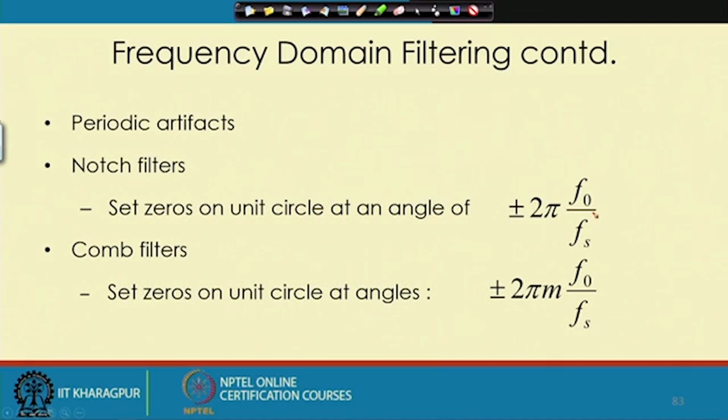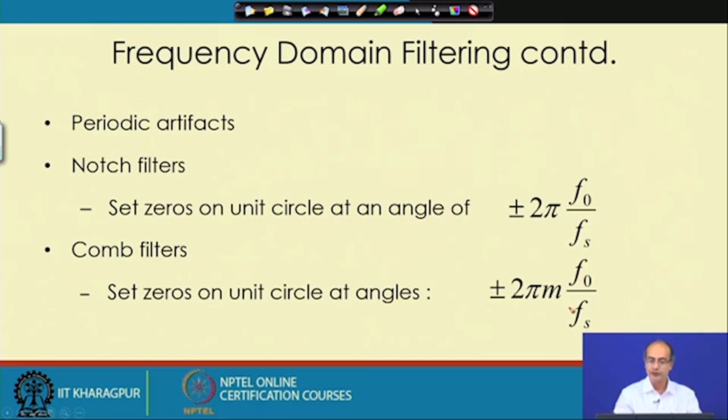And if we have multiple harmonics, that means the periodic artifact is not just present at one frequency but at multiple harmonics, then we go for a comb filter. Okay. So, it again sets zeros, but at multiple angles at periodic frequencies. So, that is the difference from the notch filter.